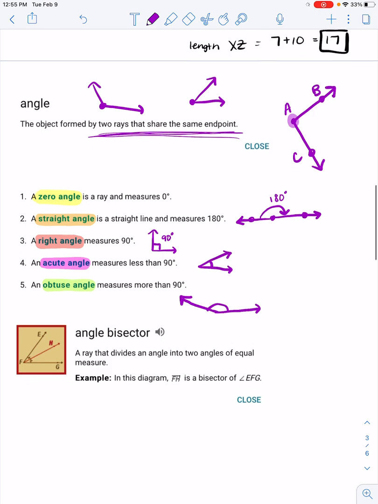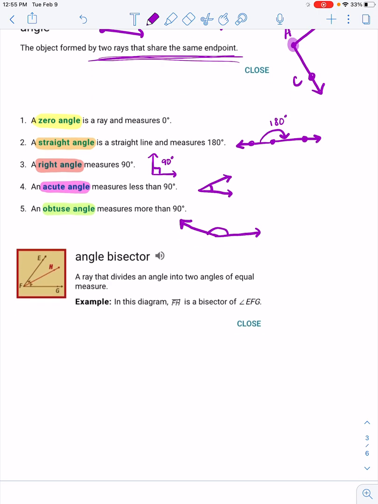All right, and then we have what's called an angle bisector. An angle bisector is a ray that divides an angle into two angles of equal measure. In the diagram, FH is a bisector of angle EFG. So I just want to show you this.